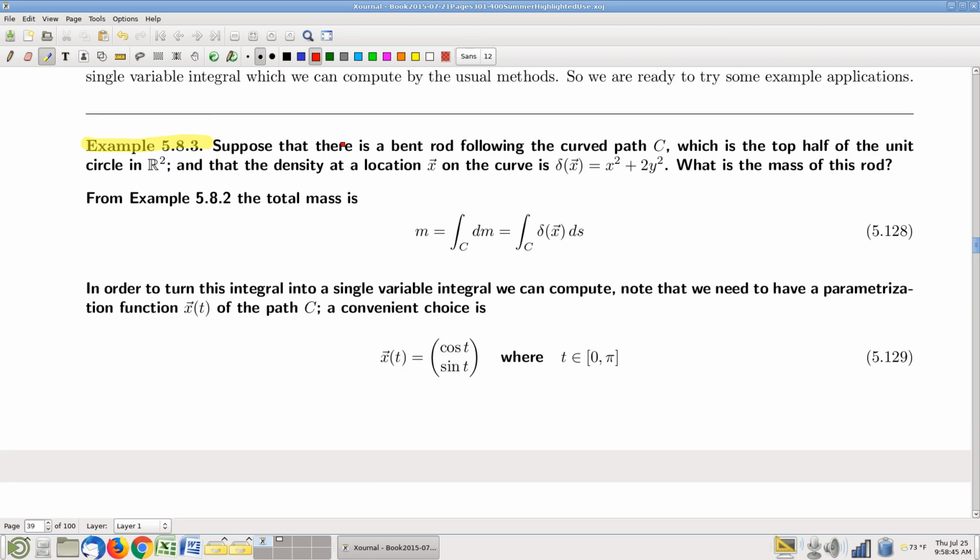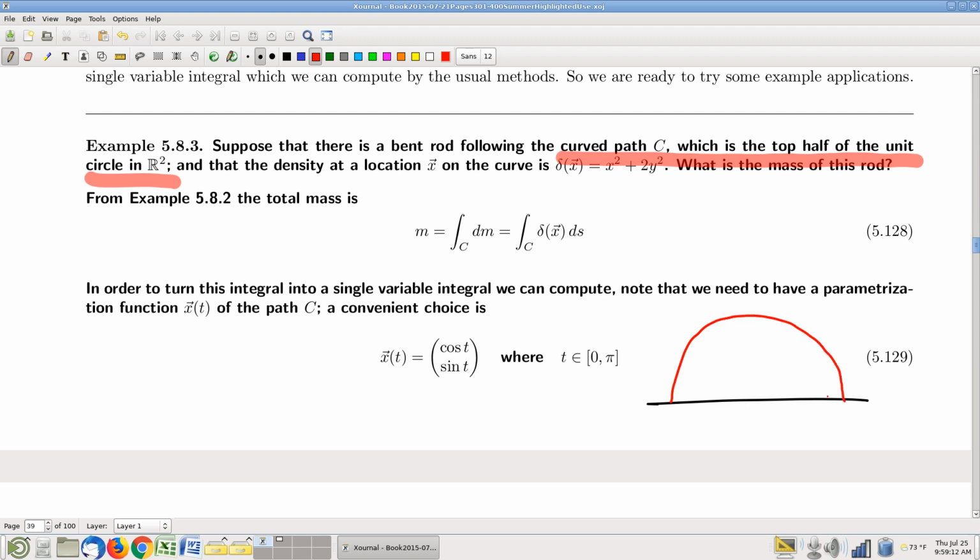Let's go back to our bent rod, non-constant density. And let's see, it's going over a curved path, which is the top half of the unit circle in R2. So let's draw that picture real quick. So our curve is, I'll use red, fine. It is this. There's our curve.